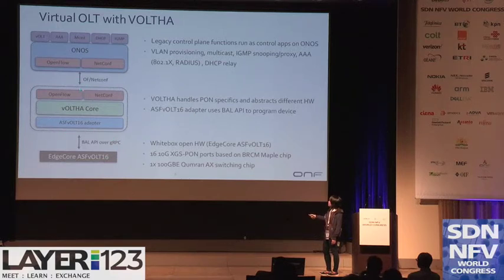From a northbound standpoint, it can communicate via OpenFlow and netconf, so that as ONOS provides functionality such as DHCP and IGMP snooping, all of those could be flows that are pushed down onto the access device, onto the switch, so that it then takes that information and programs it appropriately in terms of VLAN tags.